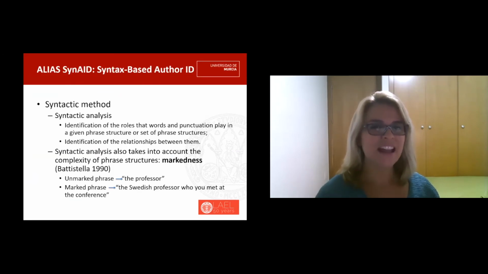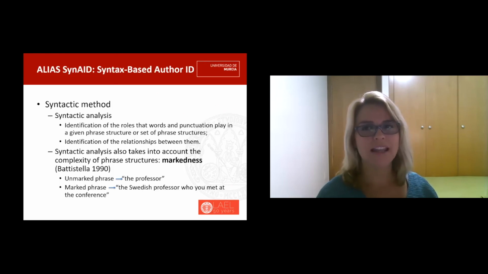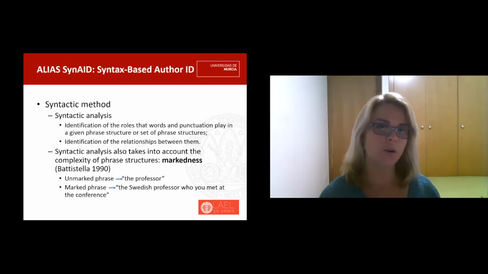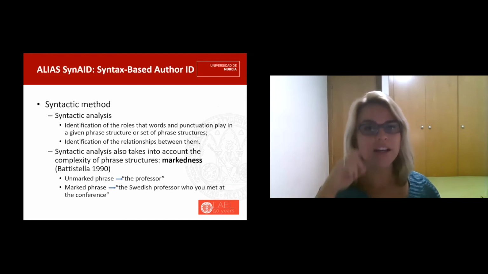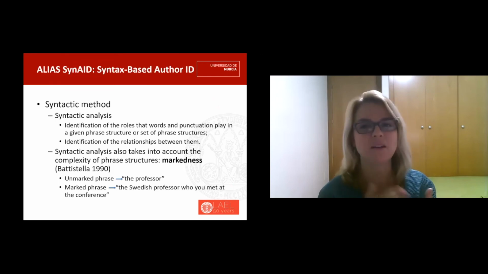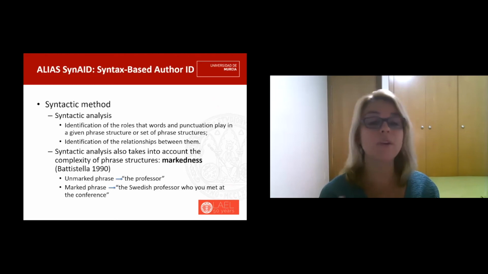And syntactic analysis involves identifying the roles that words and punctuation play in a given phrase structure or a set of phrase structures, as well as the relationships between them. Syntax is unconscious, automatized behavior, because when we speak or even when we write, we focus on the meaning we are conveying rather than syntactic combinations. We wrap the meaning in.